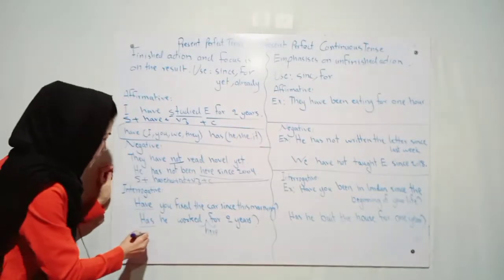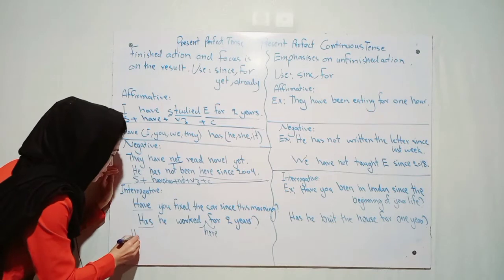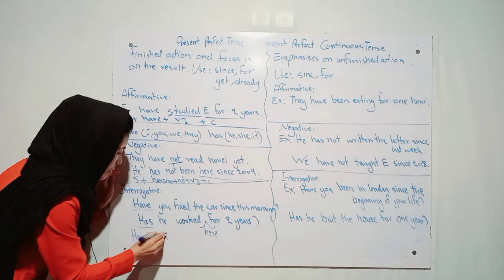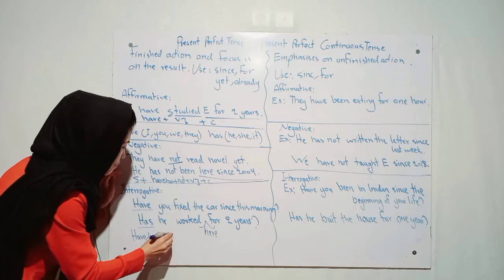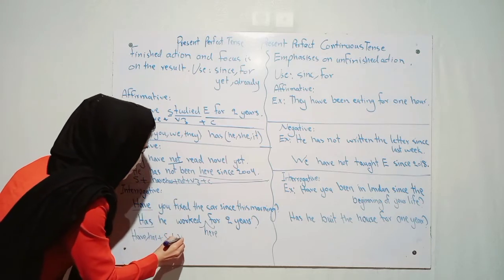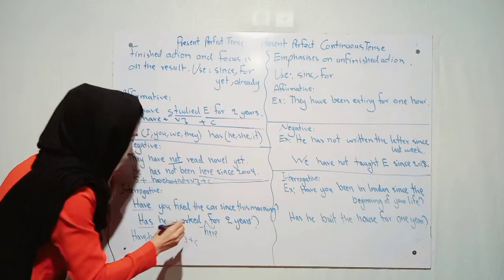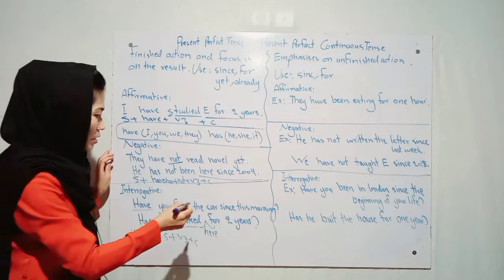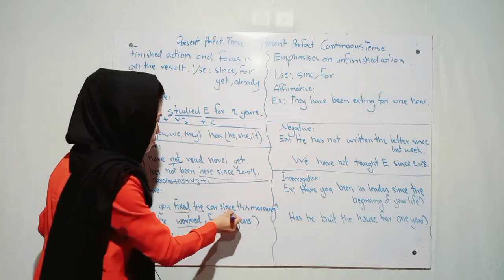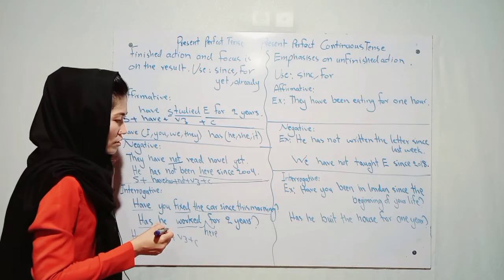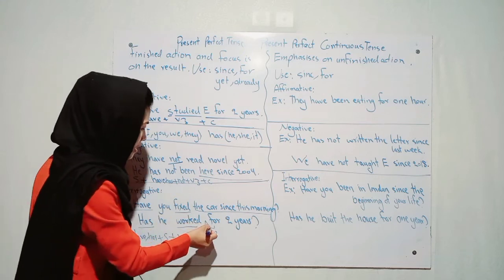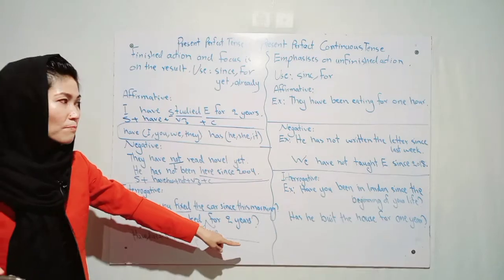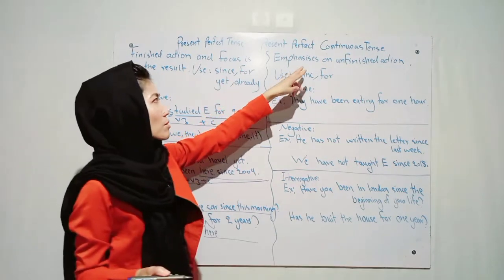So the structure is have or has plus subject, he or you, plus verb 3 plus complement. So verb 3 is worked and fixed. The complement of the sentence in the first one is the car since this morning, and in the second, for 2 years is the complement. Okay, so let's move on to the second part.